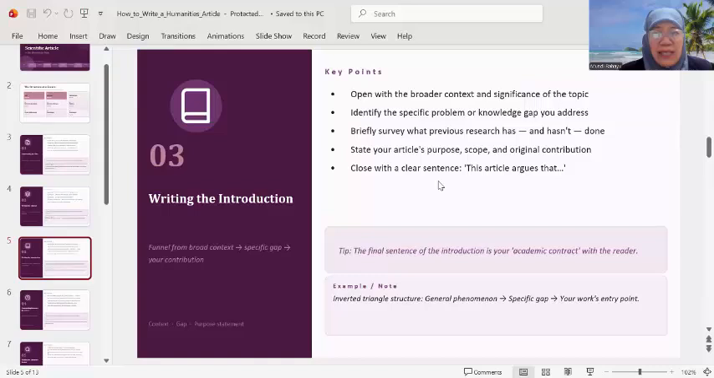Close with a clear sentence: "This article argues that blah, blah, blah." The final sentence of the introduction is your academic contract with the reader. So it means this sentence, "This article argues that...", covers the general phenomenon, the specific gap, and your work's entry point. These three aspects should be clearly stated in the introduction.